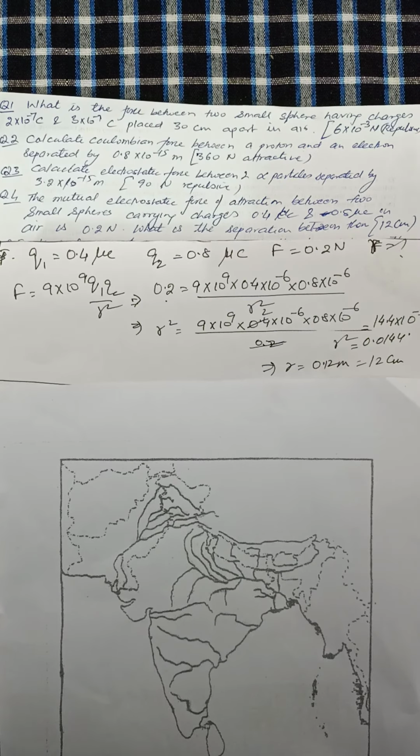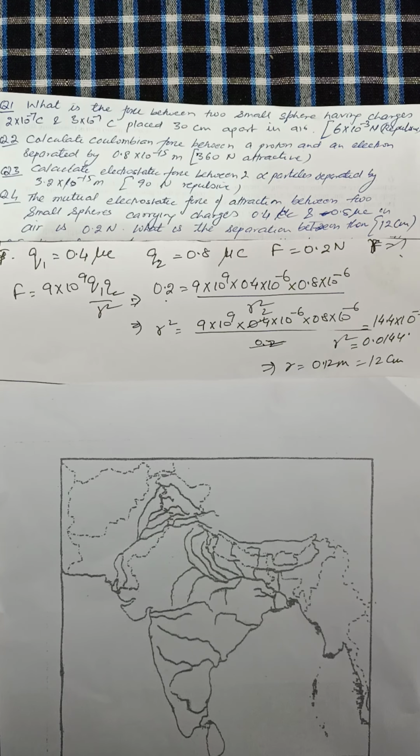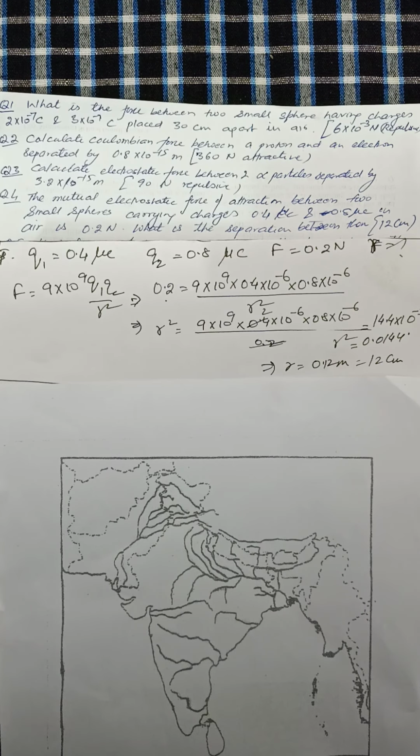Now the next question is that the mutual electrostatic force of attraction between two small spheres carrying charges of plus 0.4 microcoulomb and minus 0.8 microcoulomb in air is 0.2 Newton. What is the separation between them? Answer is 12 centimeters. We do not use the negative sign in the formula. So first charge is 0.4 micro is 10⁻⁶. Second is 0.8 microcoulomb. Micro is again 10⁻⁶. F equal to 0.2 Newton.